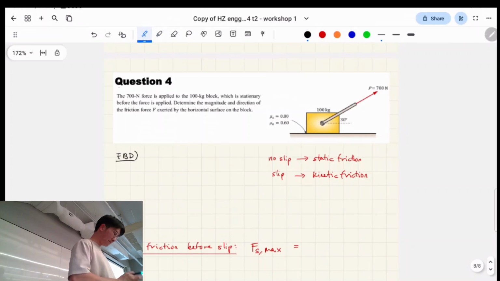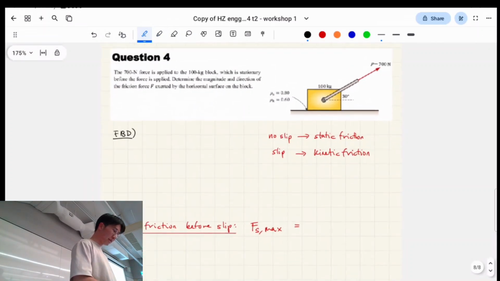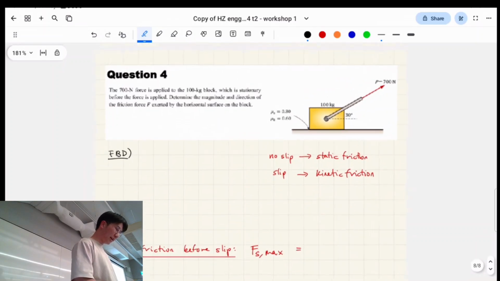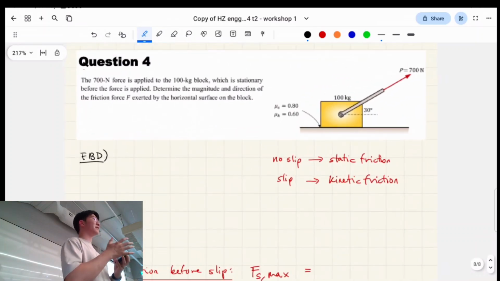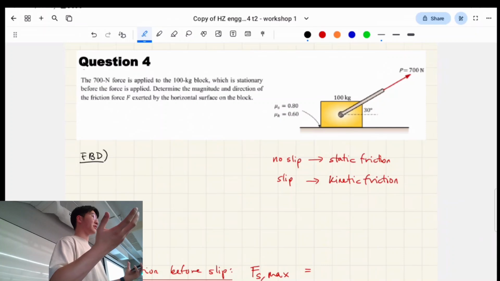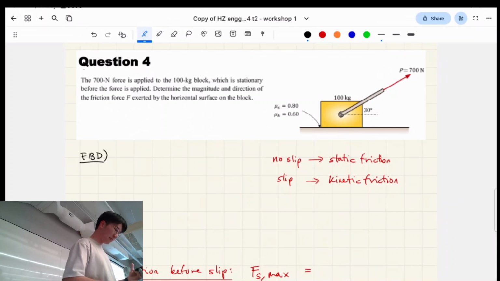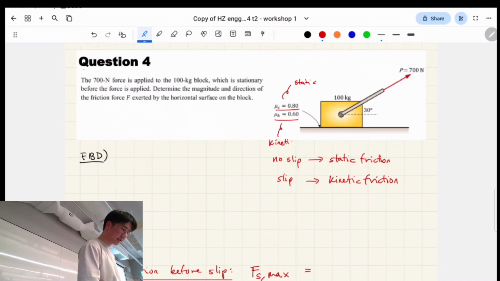So for our last question here, we have a block which is being pulled, so that's in tension, right, by some sort of, it's not a rope, but yeah. So it's being pulled, and we're given this information about the ground, right? So this is the static and kinetic friction constants. So you might recognize this from physics, right?